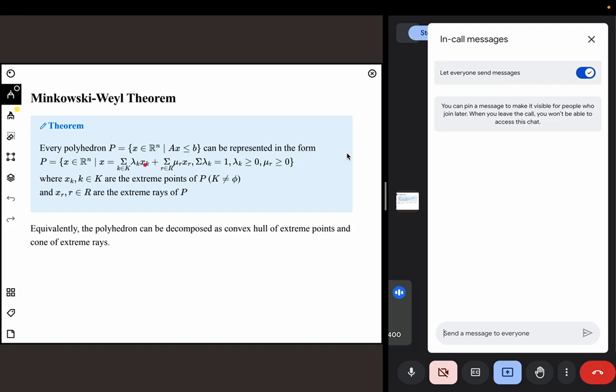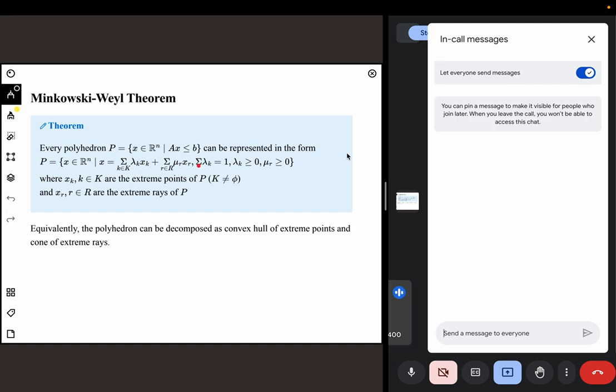The first one is a linear combination of xk where k belongs to capital K, and capital K is basically the set of extreme points. And also a summation of xr where xr belongs to capital R, where capital R are the extreme rays of P. So you have a particular convex set, or a polyhedron P. In that polyhedron, you can decompose it into a convex combination of your extreme points as well as your extreme rays.